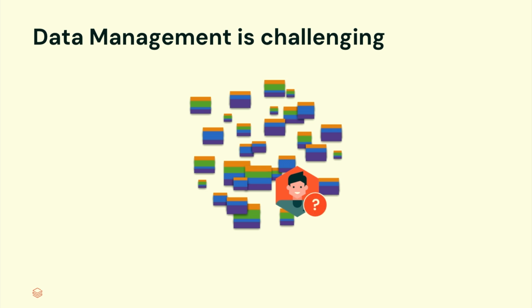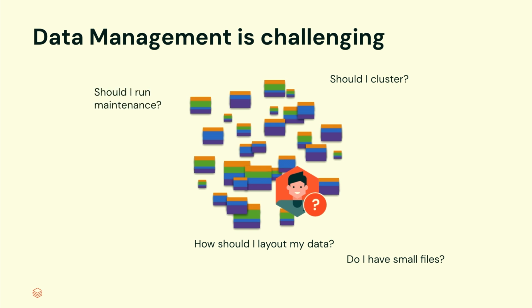Folks here probably relate to some of these questions that data engineering teams have to figure out. How do I lay out my table? Should I apply any clustering techniques? If so, on which columns? What are the most optimal file sizes? How and when should I run maintenance? And what optimizations do I run? Do I run vacuum? Do I run optimize? Oh, but hold on, which tables should I be optimizing?